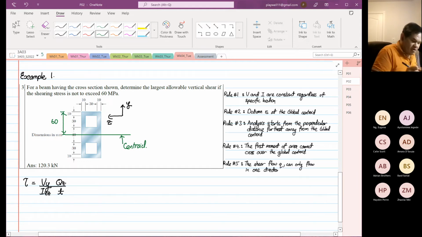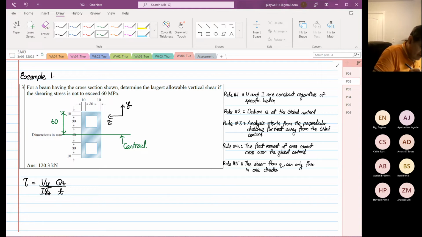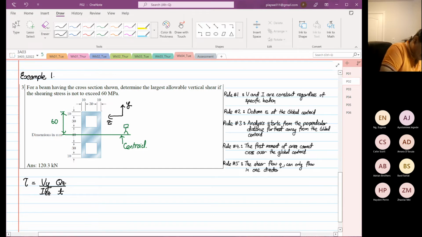So we know that the datum is at the centroid. This is our datum, and the analysis direction is coming down this way. So this is our analysis direction.